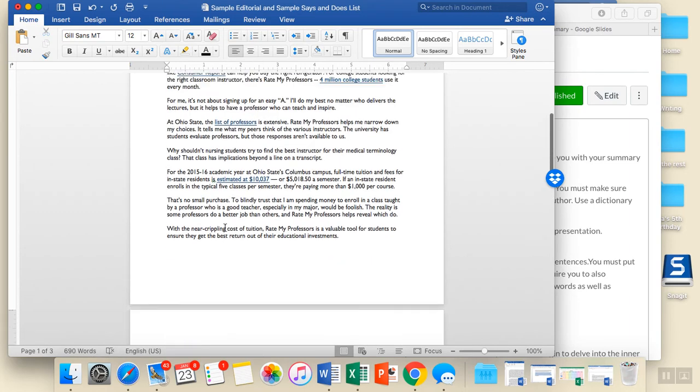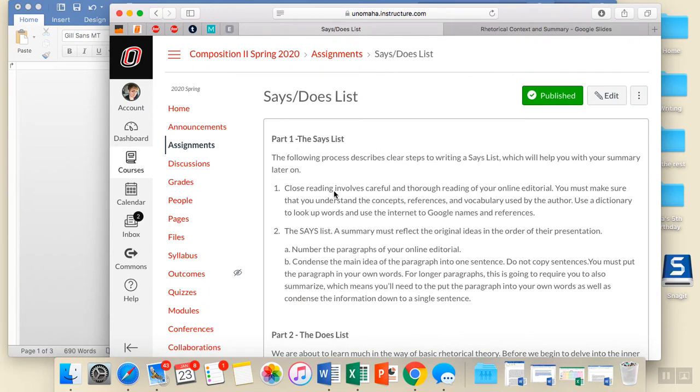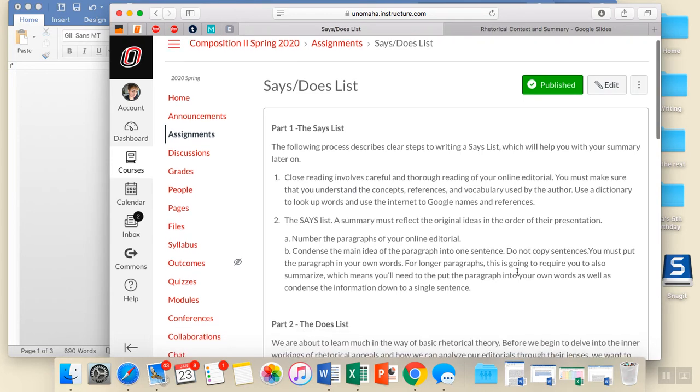So you would do this for every single paragraph in your article. So that's the says part. And again, this assignment sheet that's listed for Module 2 really does explain this in the same way, but in text form. So again, 1-sentence summaries of each paragraph, and number the paragraphs if you can.